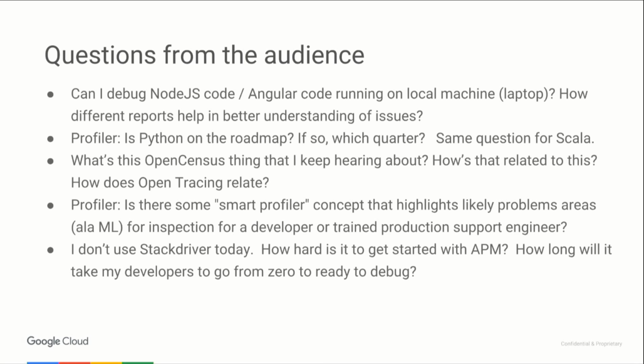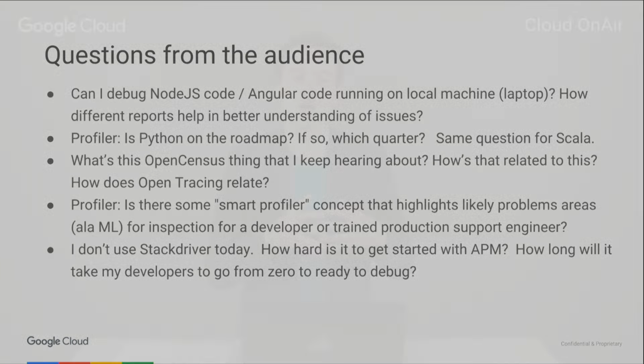The next question, what's this Open Census thing that I keep hearing about? How's that related to this? How does Open Tracing relate? That's a very good question. So Open Census, as I mentioned during the presentation, is an instrumentation project for tracing and for app-level metrics and tags that we're participating on with a number of other vendors.